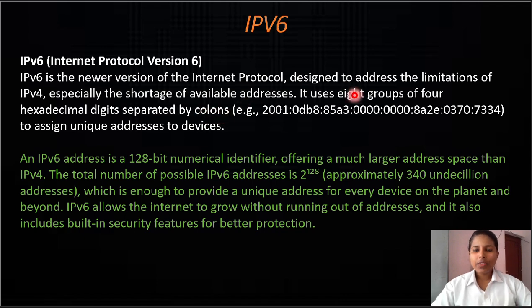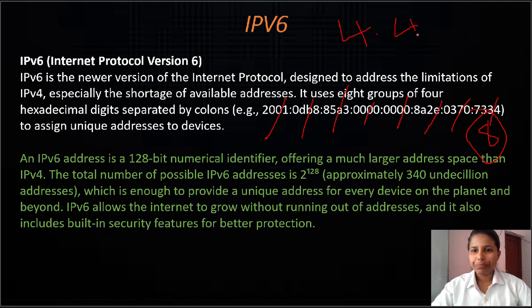So as we told, in IPv4 it is divided into 4. In this it is divided into 1, 2, 3, 4, 5, 6, 7, 8. So it is divided into 8. In IPv4 it is divided into 4, in IPv6 it is divided into 8. And in IPv4 it is separated by a dot, like this.